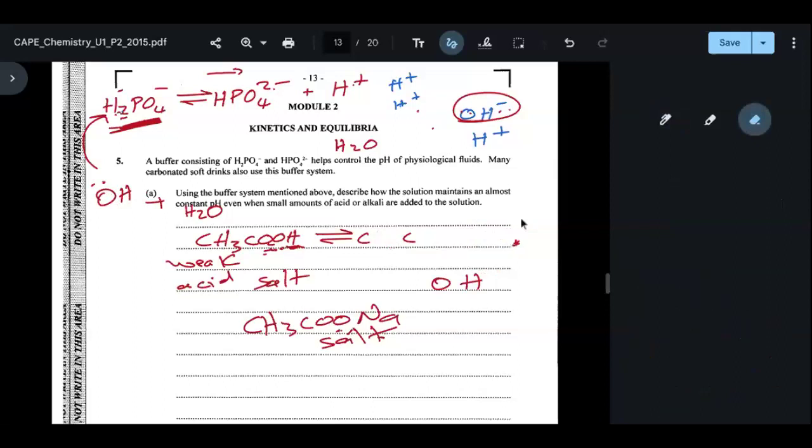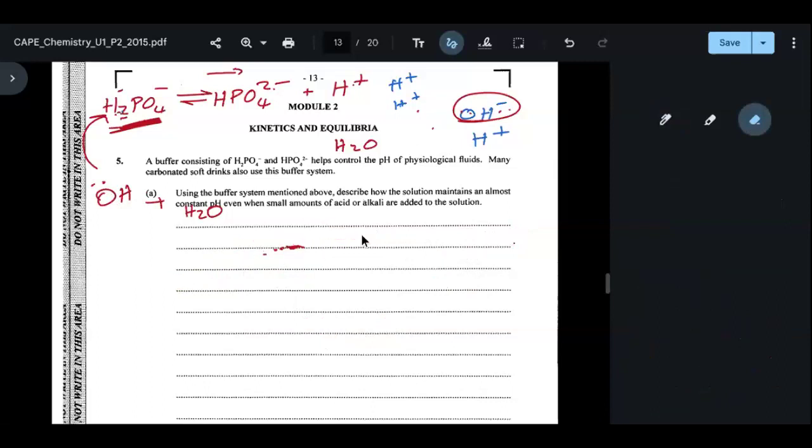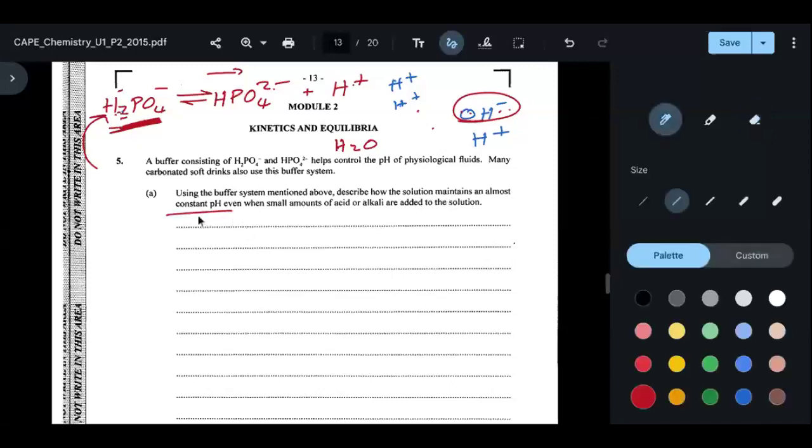So let's answer the question now. Just remember, to make a buffer, you need a weak acid and its salt. That's for an acidic buffer. For a basic buffer, what do we need? A weak base and its salt. Right. So it says using the buffer system mentioned above, describe how this solution maintains an almost constant pH. All right. So you just use the equation.